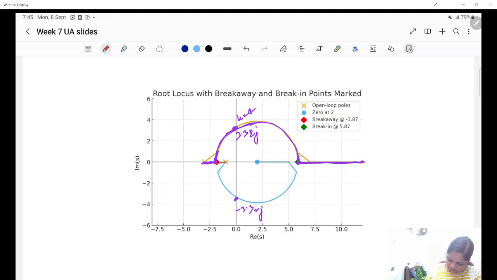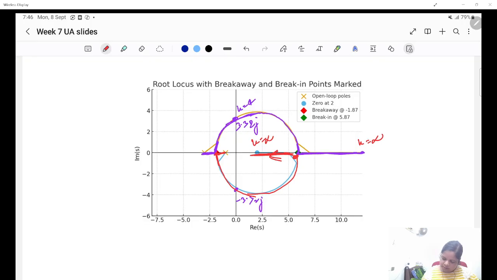Similarly, from here it comes over here, it breaks away, breaks in and goes towards this point. This is k equal to infinity, this is also k equal to infinity. So this is the complete root locus.